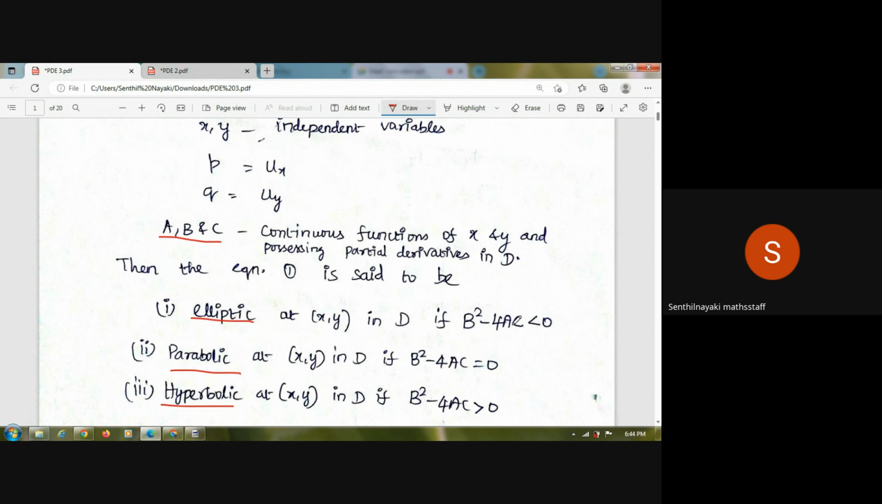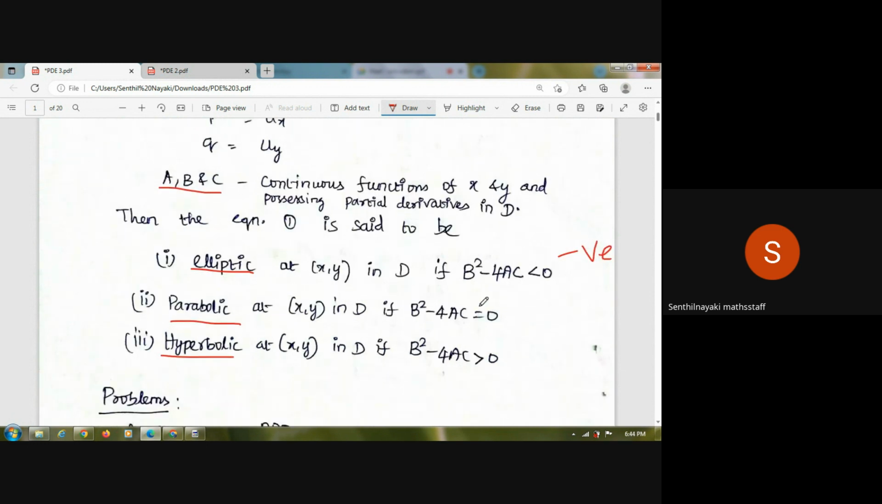If b square minus 4ac is less than 0, that is a negative value, then the PDE is elliptic. Suppose b square minus 4ac equal to exactly 0, then the given PDE is a parabolic type. Suppose the discriminant value b square minus 4ac is positive, then the given PDE is hyperbolic. These are all very easy concepts, we have already studied them, so you may recall these things.